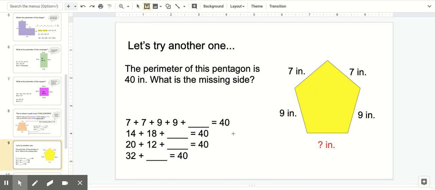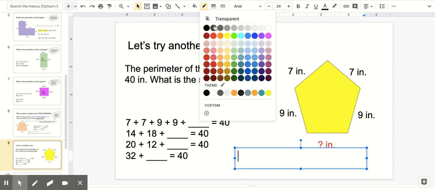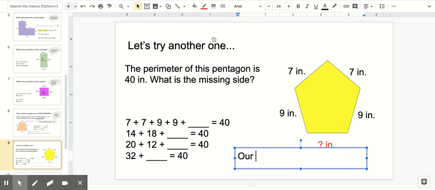So our missing side, here we go. And let's make this red so we can see it. Okay, missing side is 8, and our units are inches.